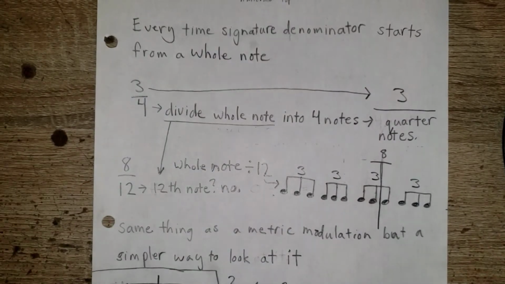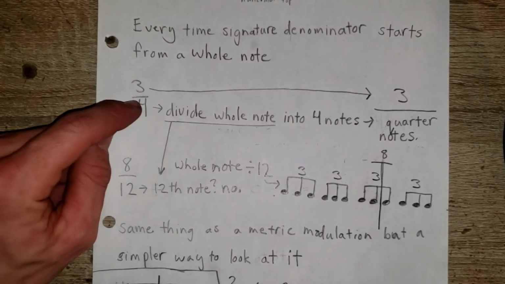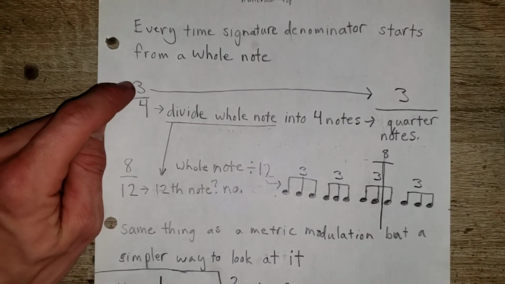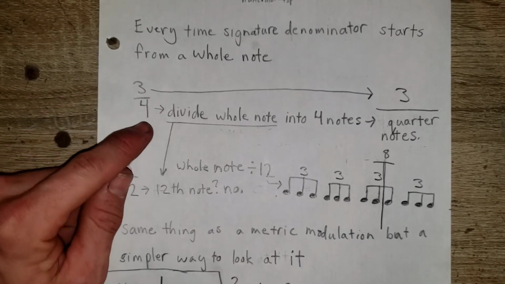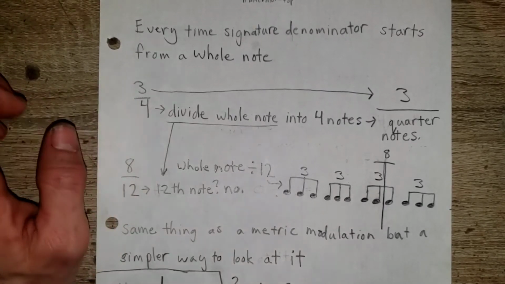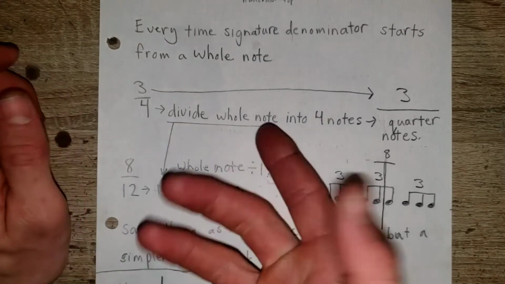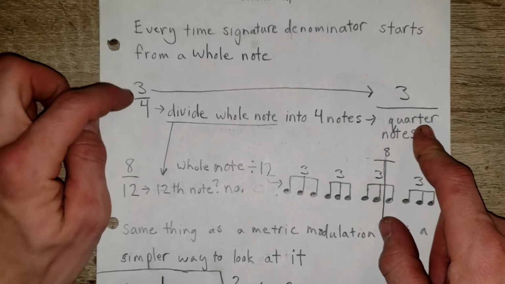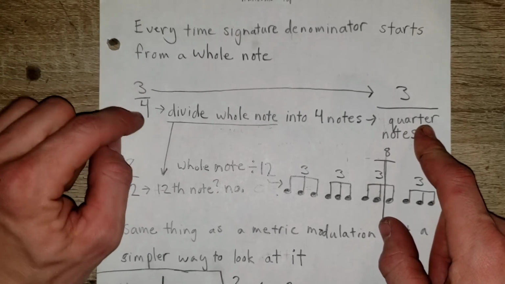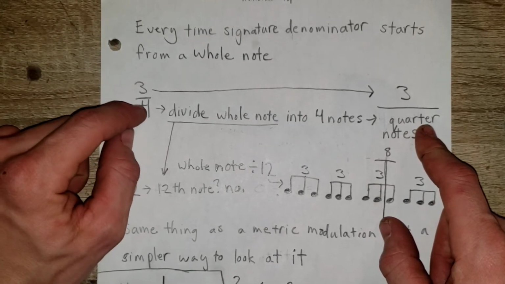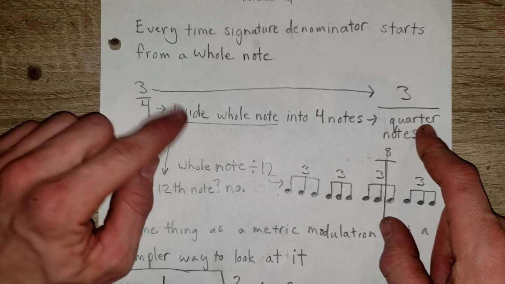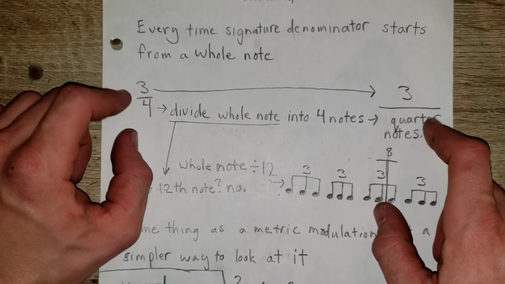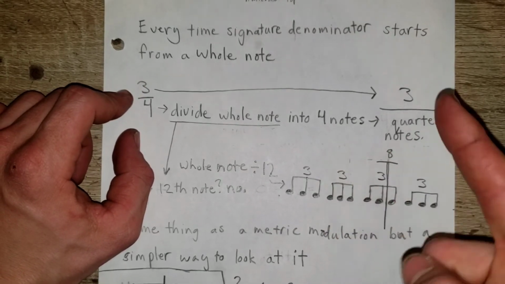So every time signature denominator starts from a whole note. Your denominator is your bottom number. Your numerator is your top number. Okay, so our bottom number, if we get a whole note and we divide it into 4 notes, what do we get? We get quarter notes. And the top tells us how many. So it's telling us we are using notes that are 4 notes of a whole note. So what is that? Quarter note, 3 of them. 3 quarter notes. So that's all it's telling us. We're just going to be playing 3 quarter notes in that measure.